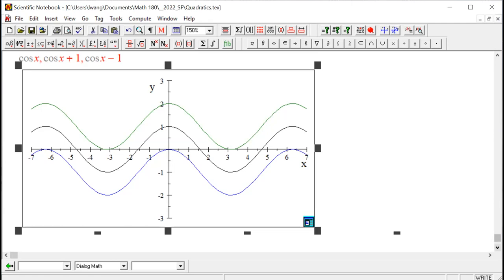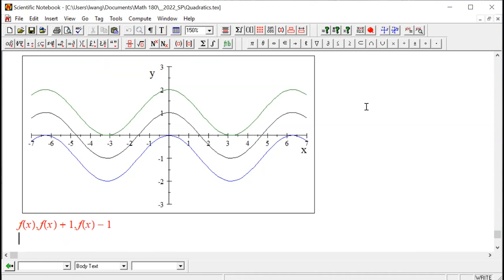So the entire function, it doesn't matter which function, it could be very complicated. The entire function plus 1, so the output plus 1, or the entire function minus 1. That's a vertical shift. These are vertical shifts.